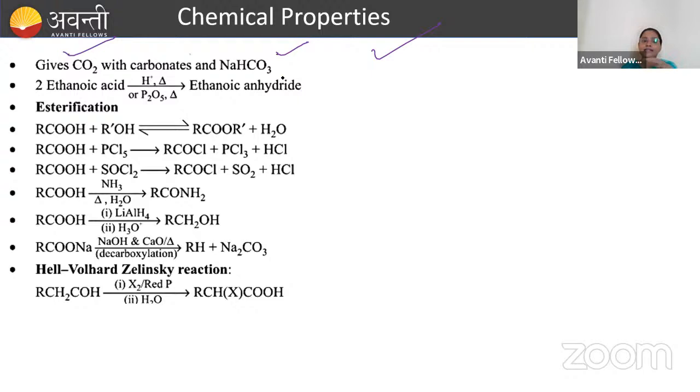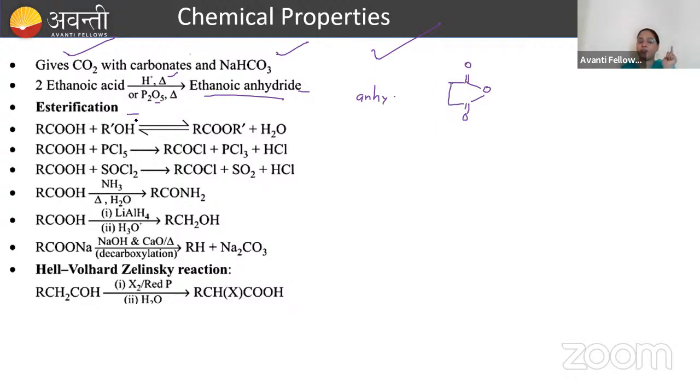When ethanoic acid is there and you do the acid workup and react it with P2O5, there is a formation of anhydride. Okay, it is a formation of anhydride, like this. There is a formation of the anhydride of ethane, that is, ethanoic anhydride is formed.